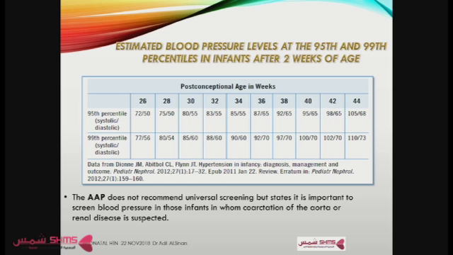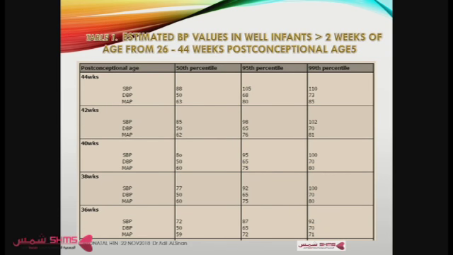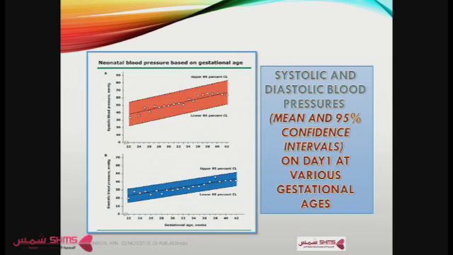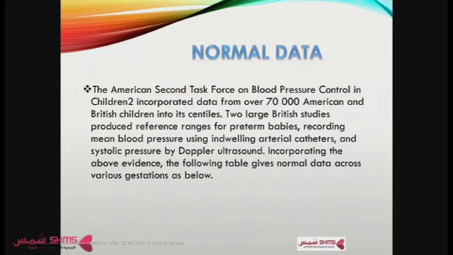As we see, from 26-weeker gestational age up to 44-weeker. Here is the one standard, more detailed one. No need to go, showing 50th, 95th, and 99th centile, systolic, diastolic, and mean arterial pressure. Okay.